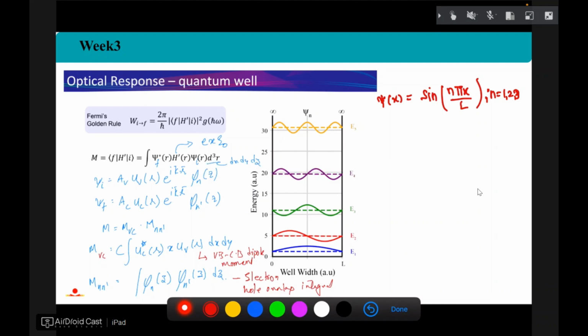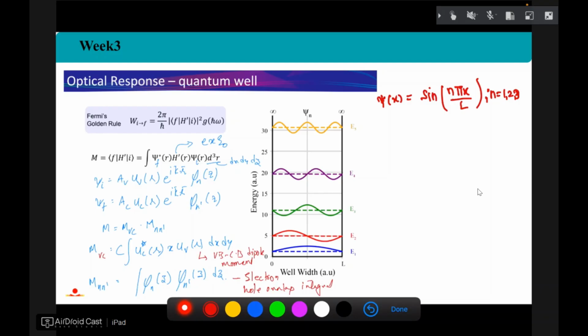and we will write the matrix element, psi i, just like we defined for the Bloch function, A v u v e to the power i k dot r, and we are assuming that phi n is a wave function. Then for psi f, similarly in the conduction band, and then we are simply defining M as the M v c transition and m and n prime.